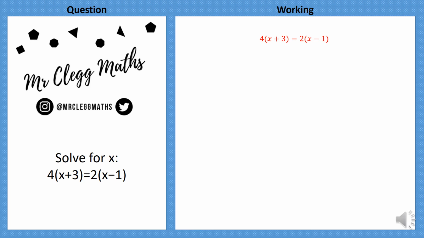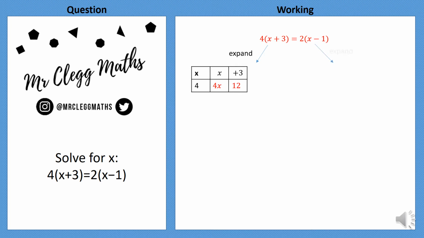So I'm going to expand the left hand side, use a grid so that I know what I get when I multiply everything by 4. So I need to multiply x and positive 3 both by 4. I get 4x and I get 12.